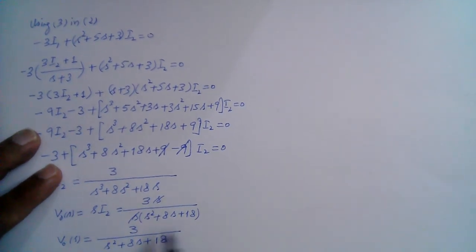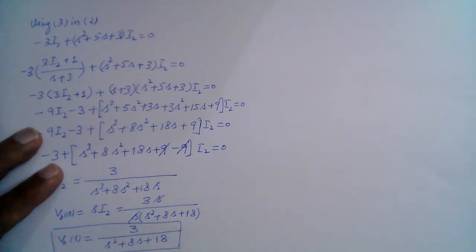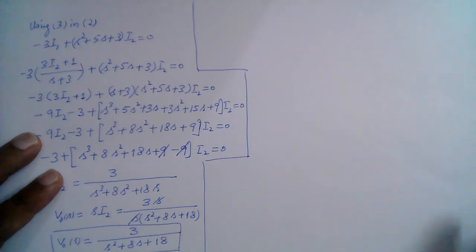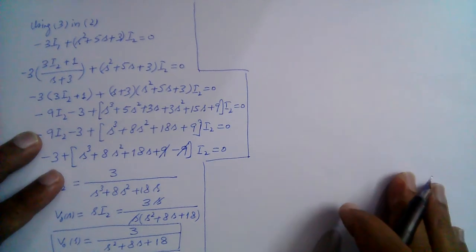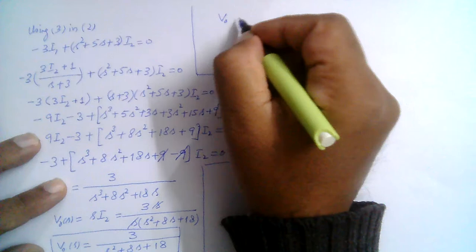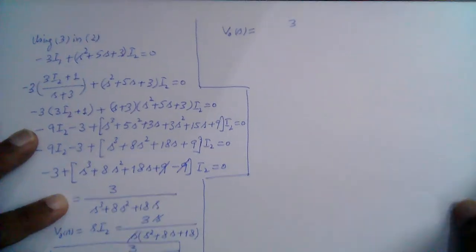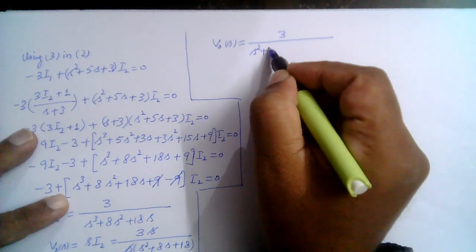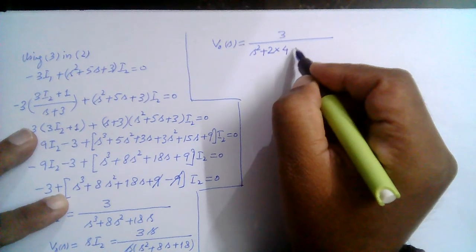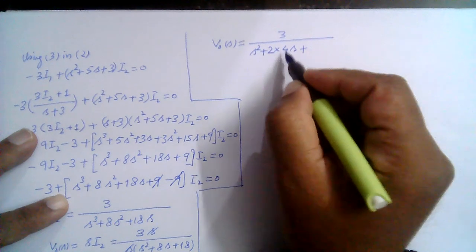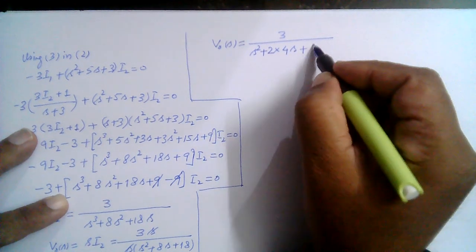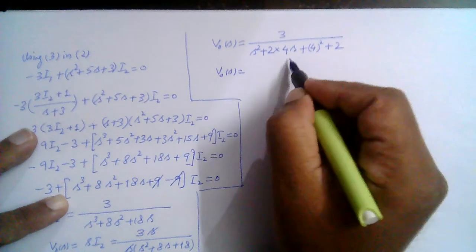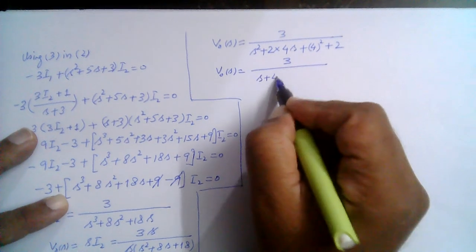So this is the expression for the voltage V naught in the frequency domain. We need to find the corresponding term in the time domain. For this, we need to take the inverse Laplace transform for this term. So, by completion of square, V naught S is equal to 3 divided by, so this is S square plus 2 multiplied by 4 S, right, and if you want a complete square, this should be 16 here, the square of 4, but we have the term 18 here, so that leaves us with 2 here.